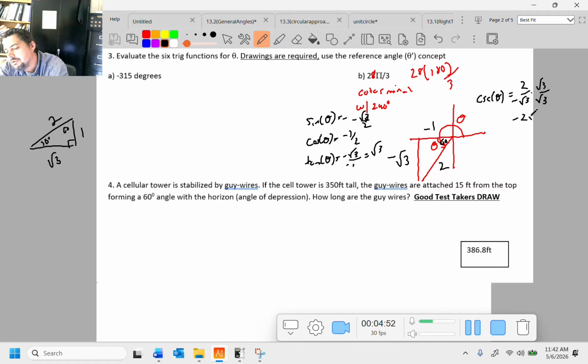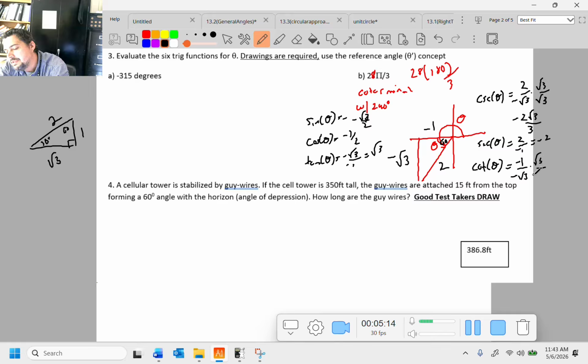And we get negative 2 root 3 over 3, because root 3 times root 3 is 3. Then we have secant, it's the funny guy. Hypotenuse over adjacent, that's going to be 2 over -1, which we write as -2. And then we have cotangent, not pronounced "cot," cotangent. Adjacent over opposite. That's -1 over -√3.